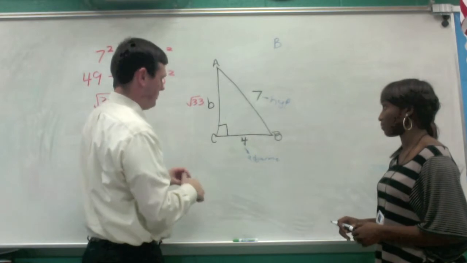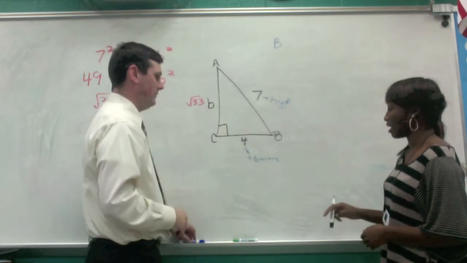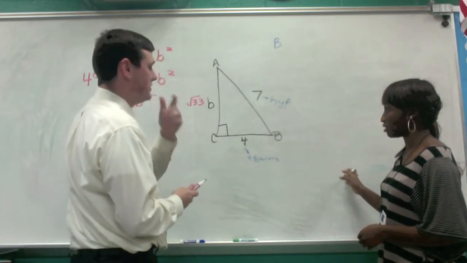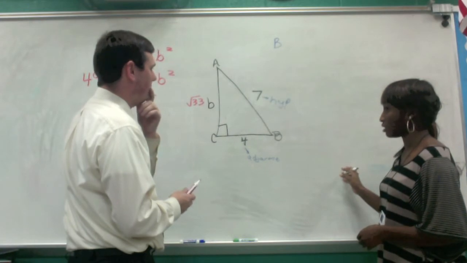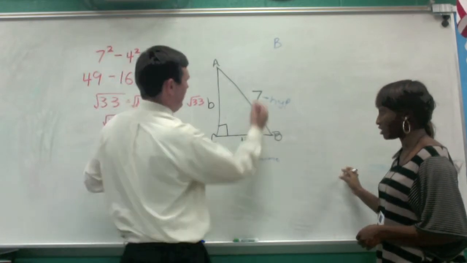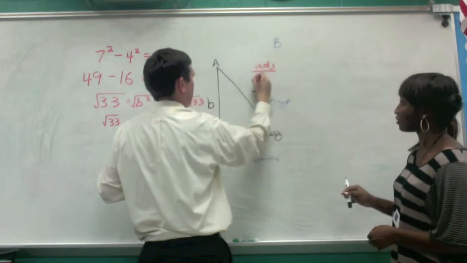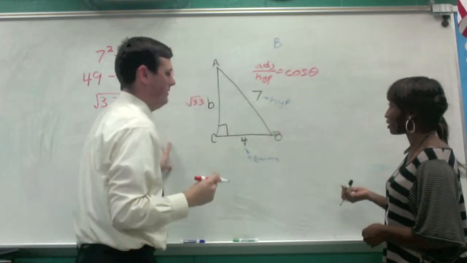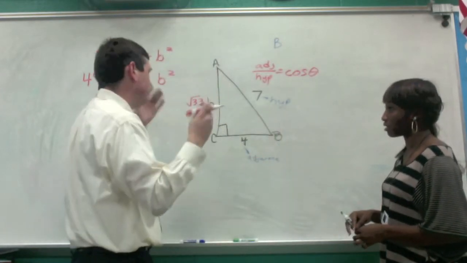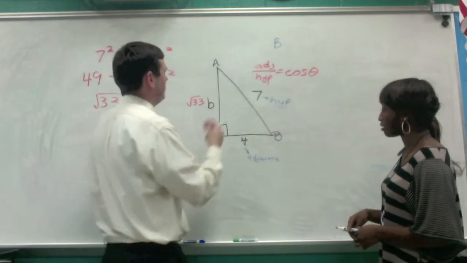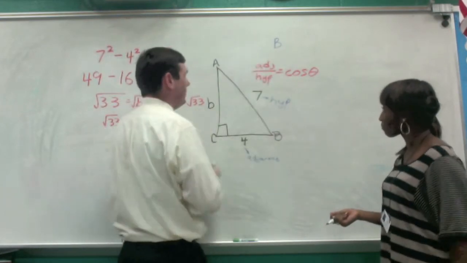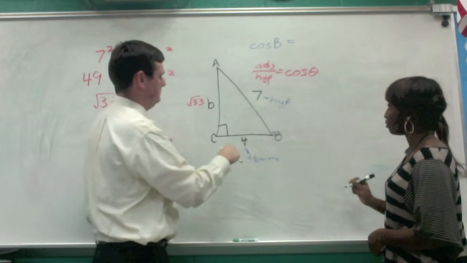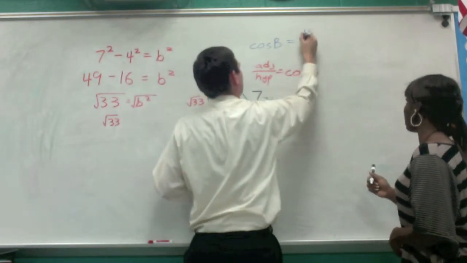Which trig function am I going to use if I know the hypotenuse and the adjacent? Is that cosecant? Not cosecant. We want adjacent over hypotenuse, and that is cosine. So the cosine of B equals adjacent over hypotenuse, which is 4 over 7.